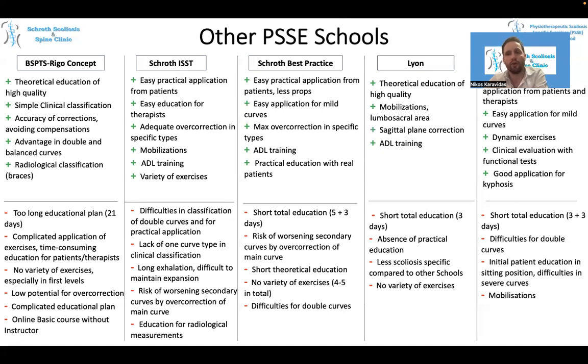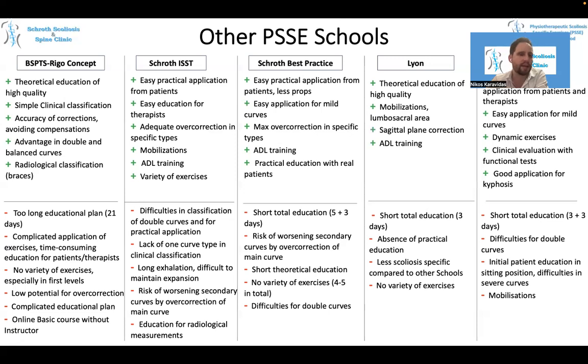And my recommendation for all of you is that if you have the chance to follow any of these schools or courses, it will be beneficial for you. And this was actually the way the PSSE-Schroth method was finally introduced, coming from my experience, my education from many different schools, and of course, my new ideas to create this new method for scoliosis treatment. So let's take a look one by one at the schools, starting from the BSPTS-Rigo Concept.